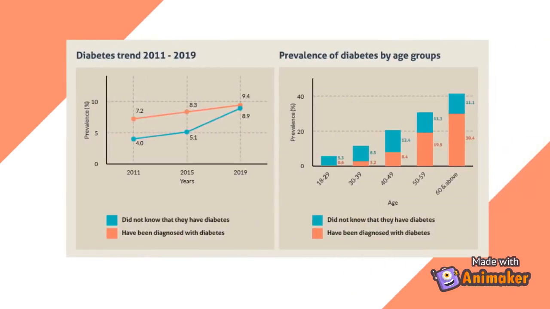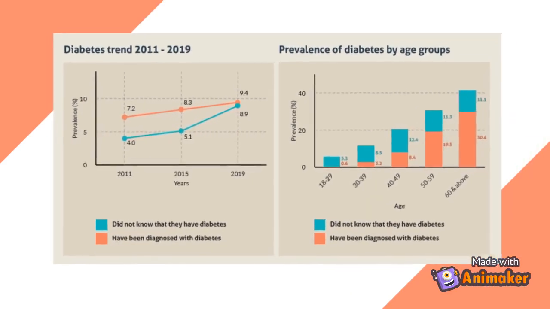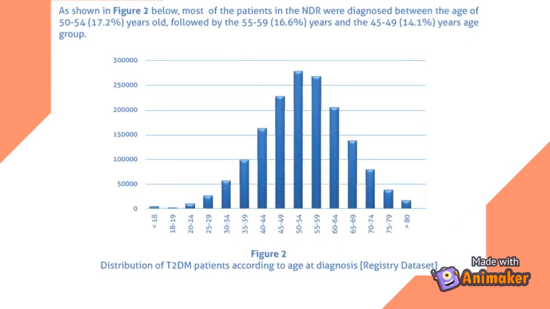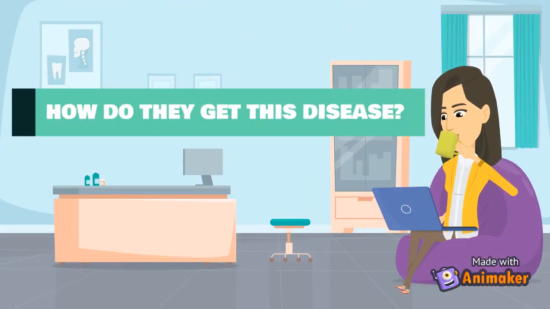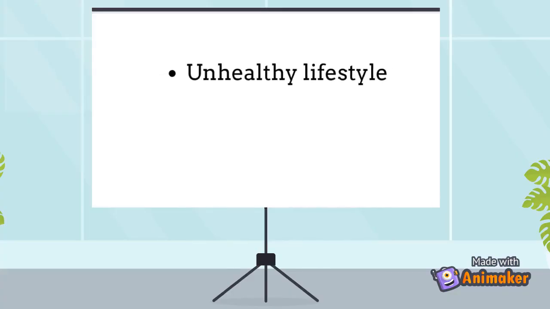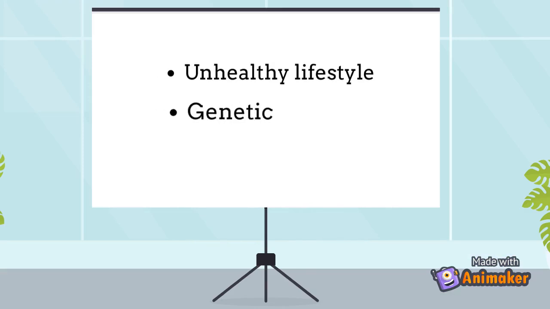Diabetes trend in Malaysia. Distribution of patients by age. How do they get this disease? Unhealthy lifestyle, genetic inheritance, and obesity.